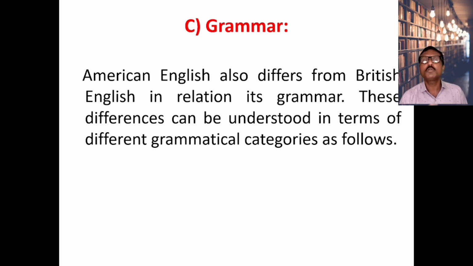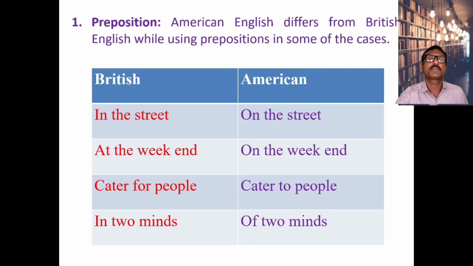American English also differs from British English in relation to grammar because they don't exactly mean what they say at certain points. And we can also understand these differences in terms of the categories. So let's understand them with the help of these categories. It will be easy for you to remember them if we categorize them into groups.